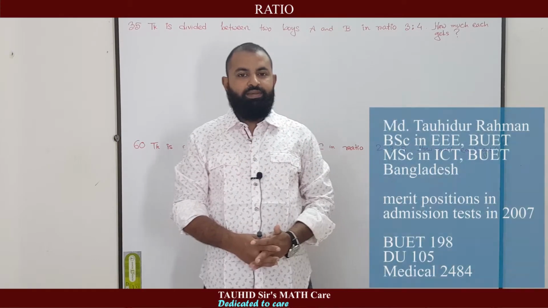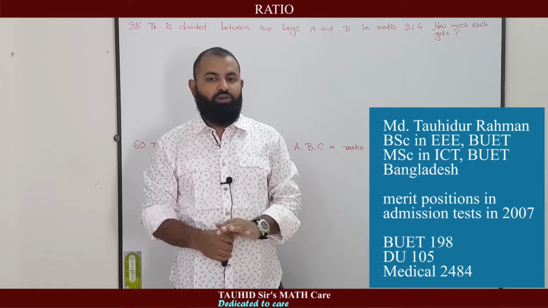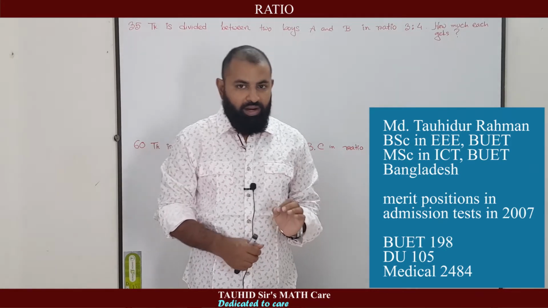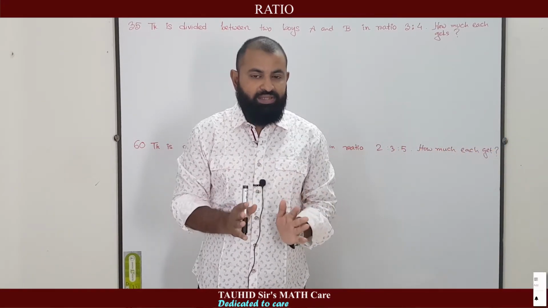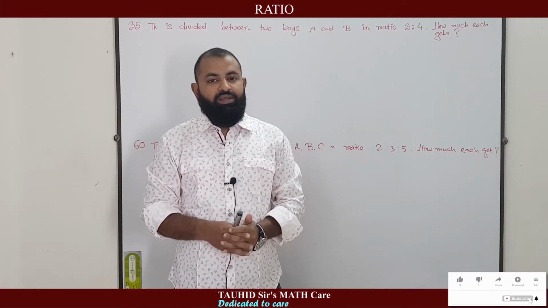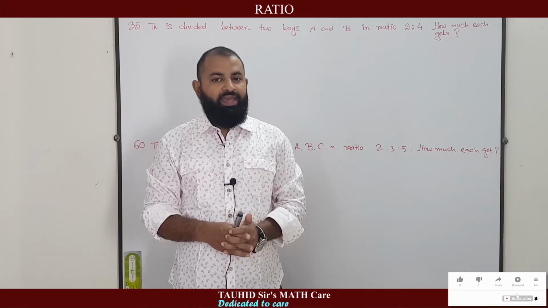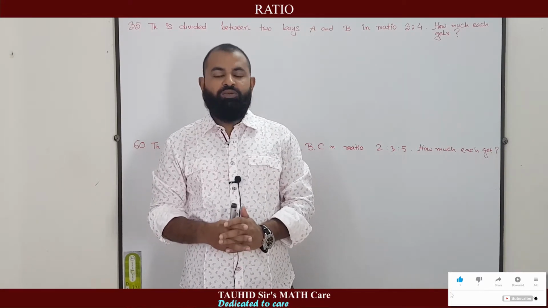Now we will discuss ratio, and this is the first class of ratio. Here we will learn how to divide some quantities in ratios. See the first example. Here it is given that 35 taka is divided among two boys A and B in the ratio 3:4. How much does each boy receive?